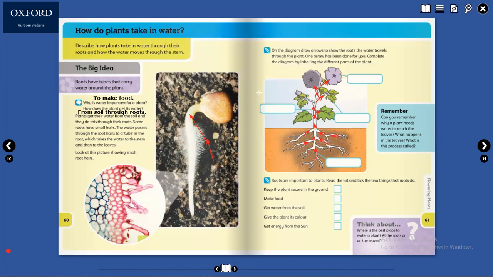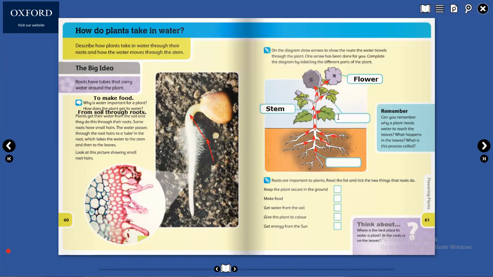Okay, then this part is called what? What is this part called? Flower. Leaves. Very good. Yes, flower. Very good. This part, which is the longer part, stem. Very nice.